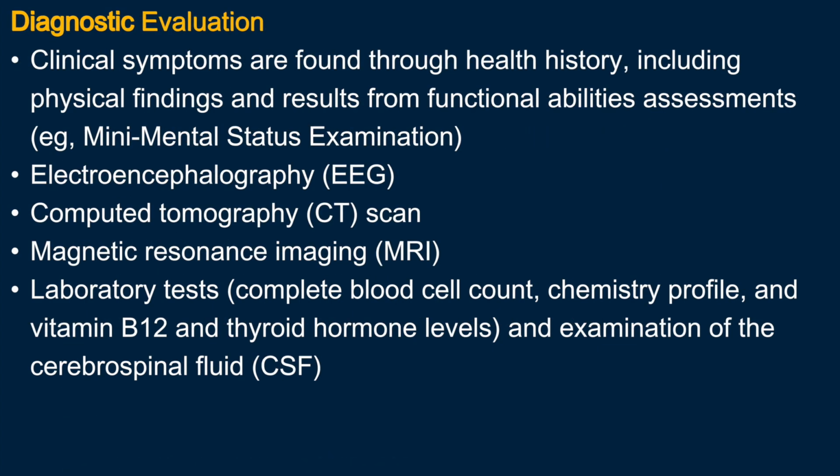Diagnostic evaluation. Clinical symptoms are found through health history, including physical findings and results from functional abilities assessment, for example, the mini mental status examination. The patient may have to undergo electroencephalography, computed tomography or CT scan, magnetic resonance imaging, that is MRI, laboratory tests, that is complete blood cell count, chemistry profile, and vitamin B12 and thyroid hormone functions, and examination of cerebrospinal fluid.